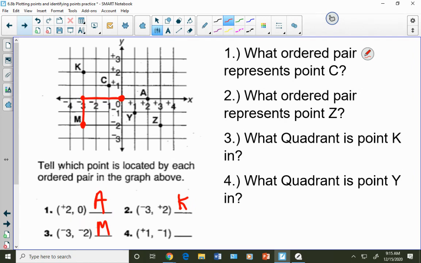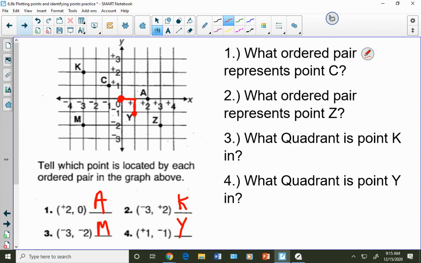All right? Let's try the last one here. So +1, -1. So if I go +1 for x and -1 for y, where am I going to end up? Well, +1 for x is right. -1 for y is down. So I end up at point Y. So hopefully this is getting easier for you.